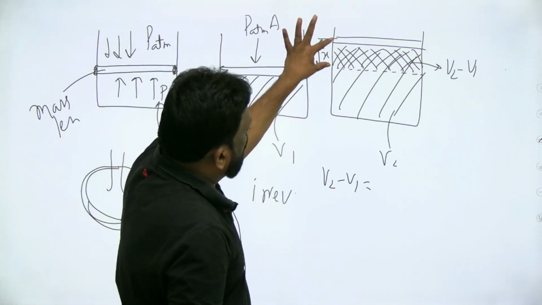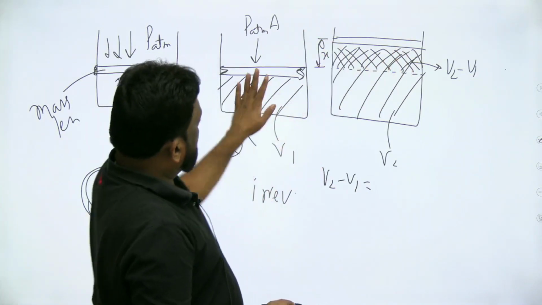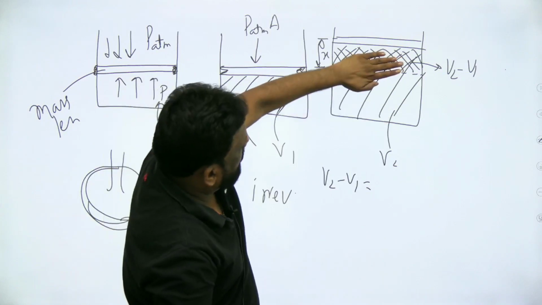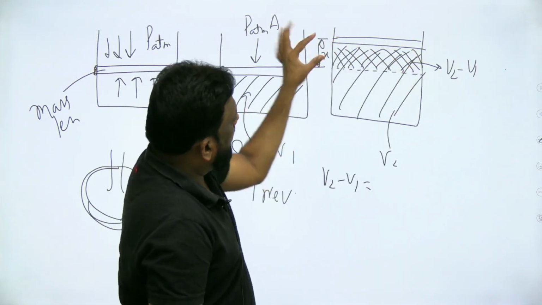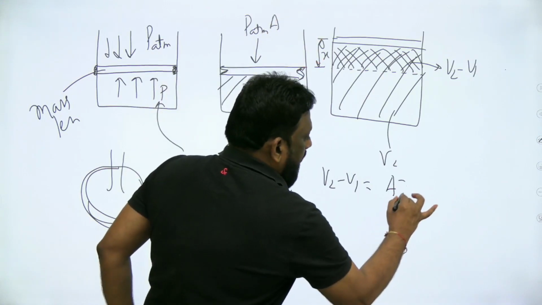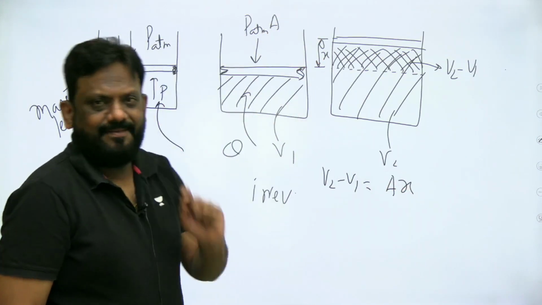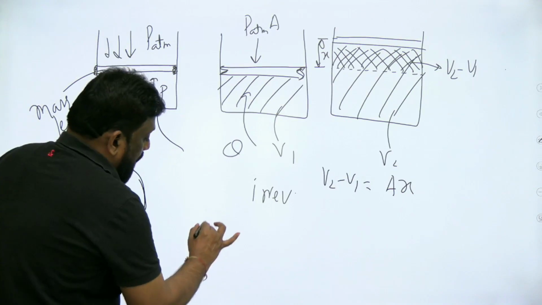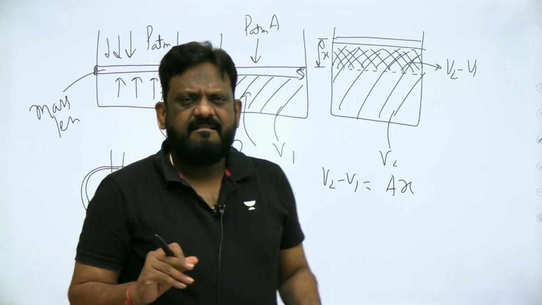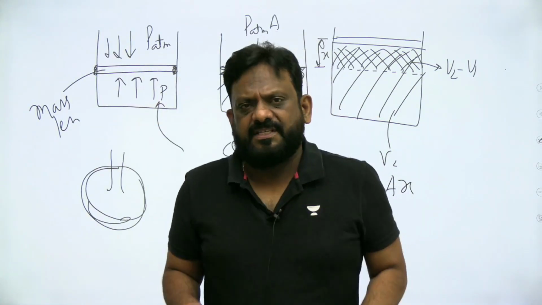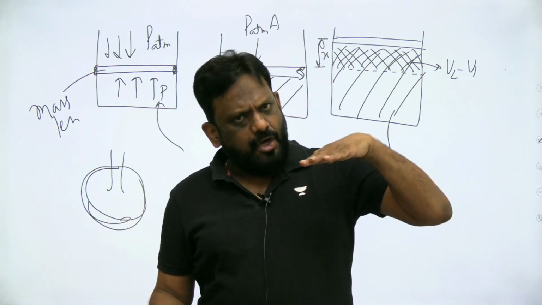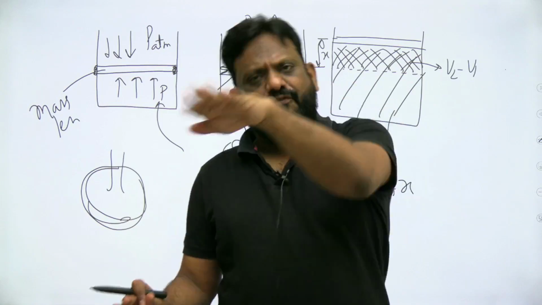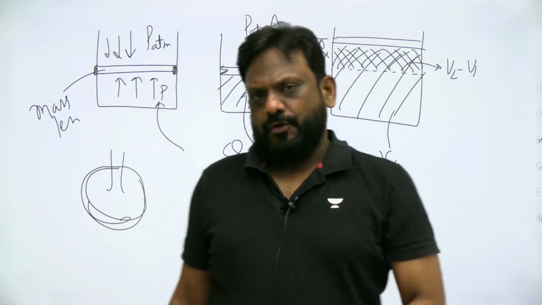It is this volume. This is the original volume and finally it is occupying this volume. What is the change in volume? It is this volume, so area into this length. Can you tell me what is the work? Dear students, work is not just defined for reversible. Work is defined for anything. What is the general definition of work? It is the force into displacement in the direction of force.